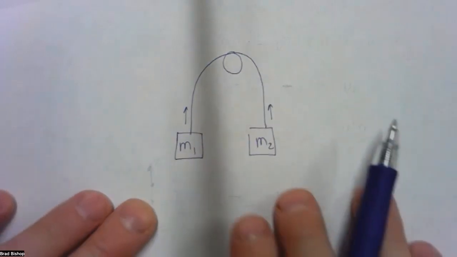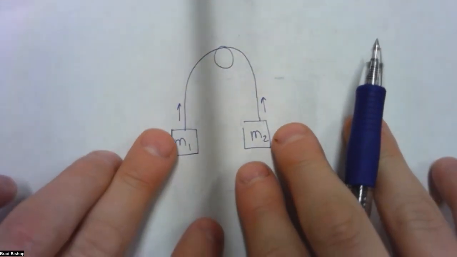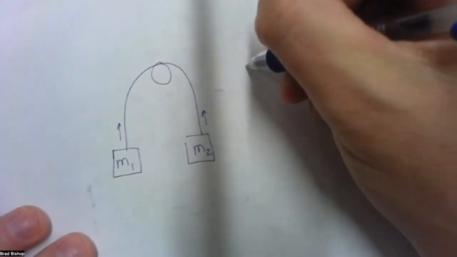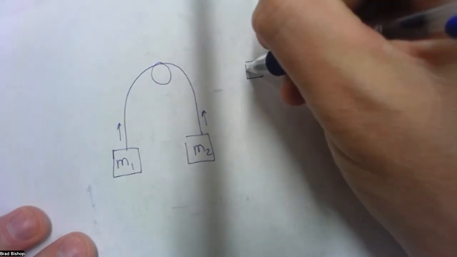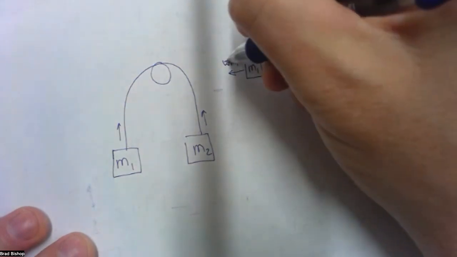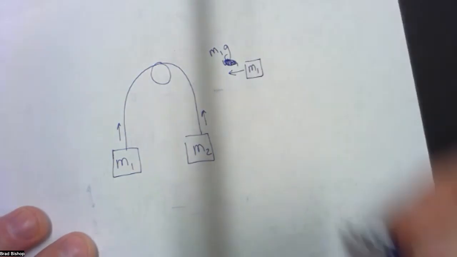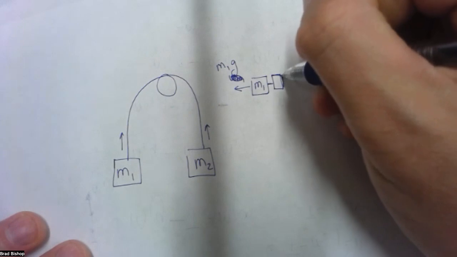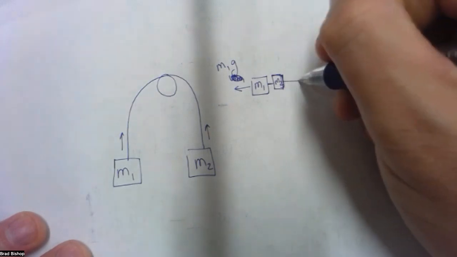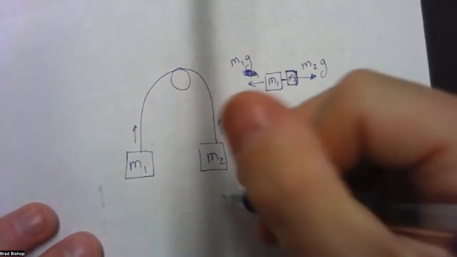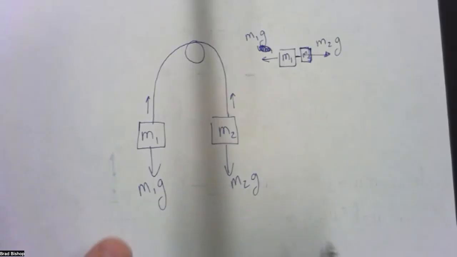Instead of thinking it like this, I just like to picture this string getting smaller and smaller and smaller. And I kind of redraw this problem almost like this. We have M1 being pulled to the left because of its weight, or maybe I'll write it as M1G, pulling it to the left. And then there's a tiny little string here, but the string is going to cancel it out. And M2 here, and M2 is being pulled to the right by what? M2G. The weight of M2 pulls this down, and the weight of M1 pulls this down.